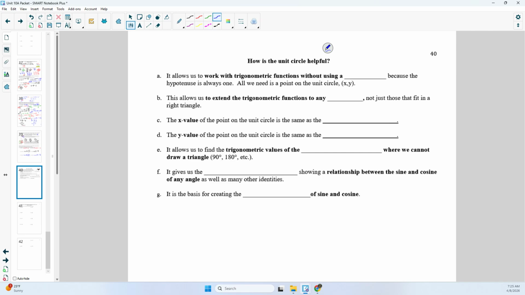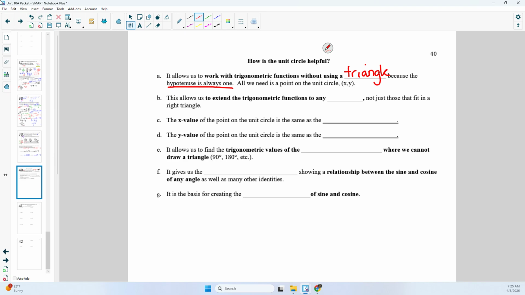Okay, so how is the unit circle helpful? We've been using it in lots of different lessons. First off, it allows us to work with trigonometric functions without using a triangle. So you started to see, especially for those flat triangles, we could just use the point, and that's because the hypotenuse is always 1. All we need is a point on the unit circle, x, y.